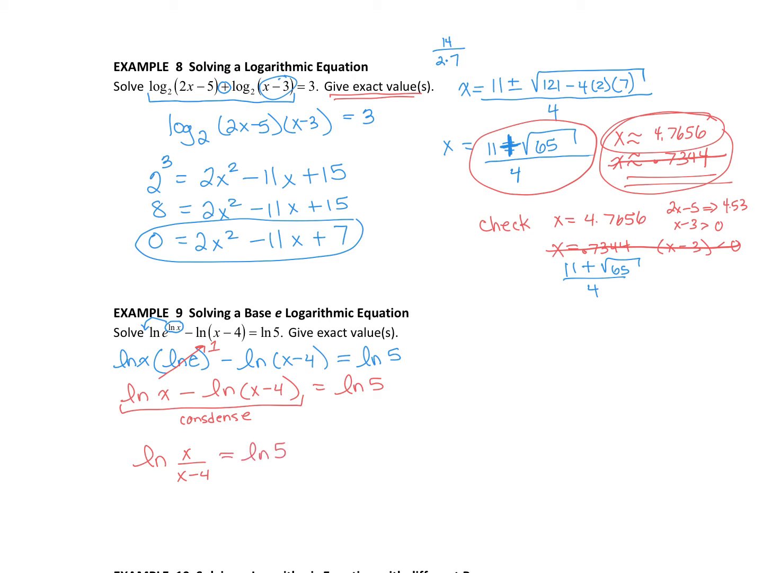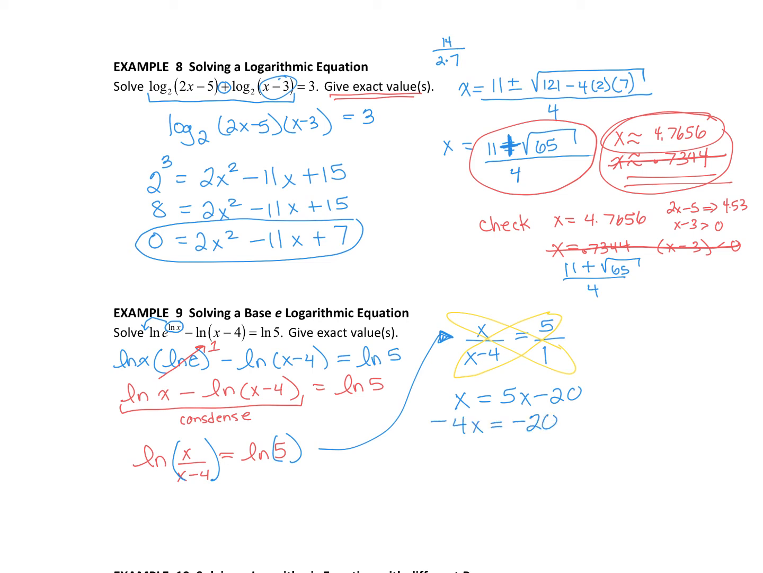So now we have the log of this number equaling the log of this number, so we take the logical step and say x divided by x minus 4 is equal to 5. I'm going to put that 5 over 1 and cross multiply. So I'm going to get this product equaling this product. So we'll have x equals 5x minus 20, or minus 4x equals minus 20, or x equals 5.